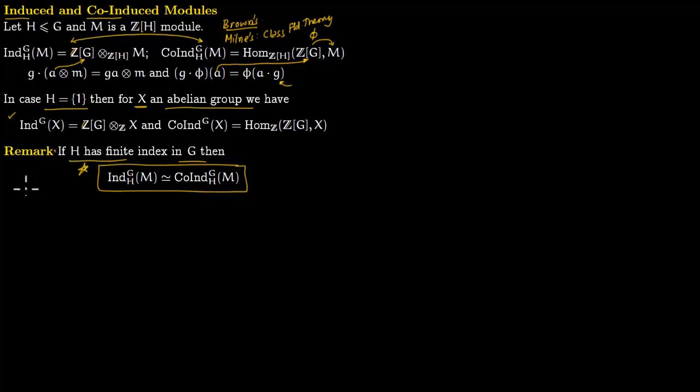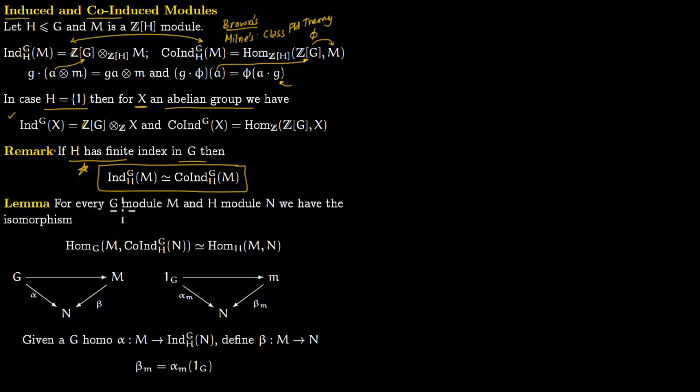Now let us come to the lemma, which will be crucial for proving Shapiro's lemma. For every G module M and H module N, this is for any G and H, H does not have to be a subgroup of G. You can have this lemma for a general case, but because of the definitions, we have H as a subgroup of G, which helps. Say we want to prove this isomorphism: homomorphisms from M to the co-induced module of N is the same as homomorphisms from M to N. So G homomorphisms are the same as H homomorphisms, where H is a subgroup of G, and this co-induced module is just a set of homomorphisms again.